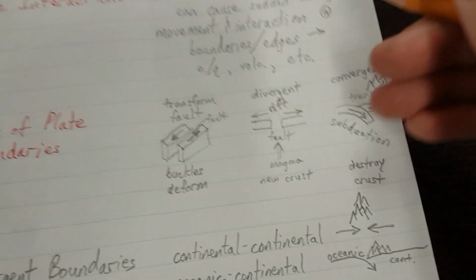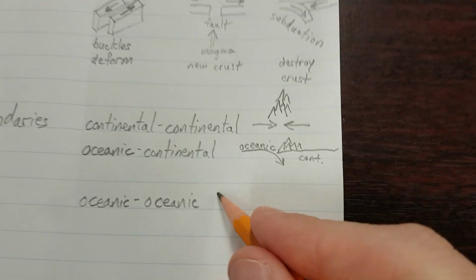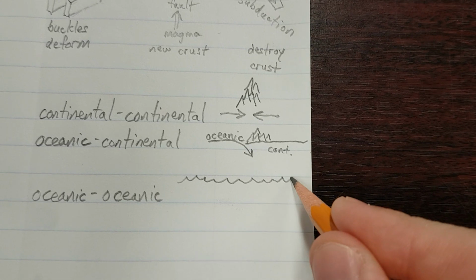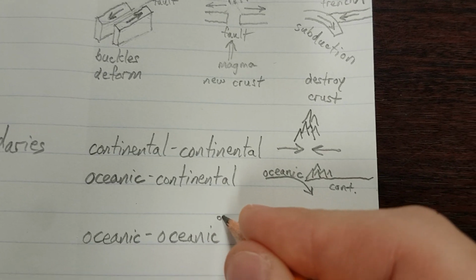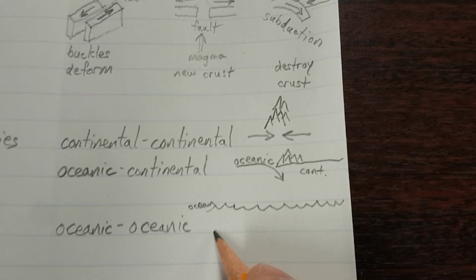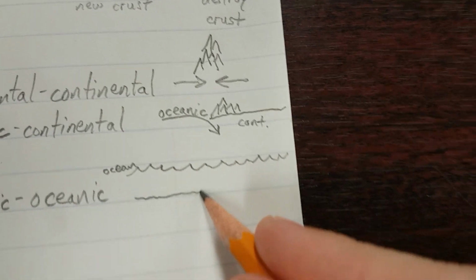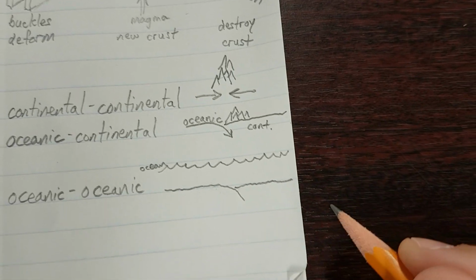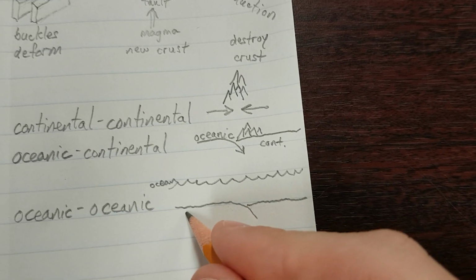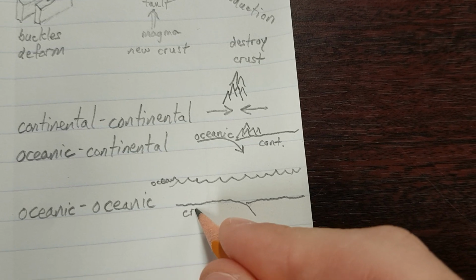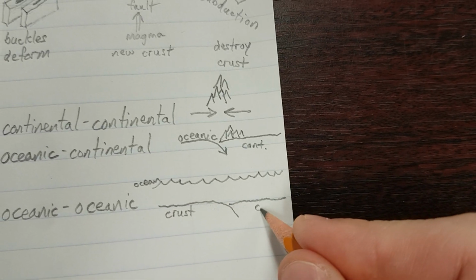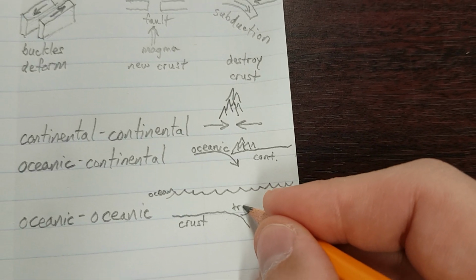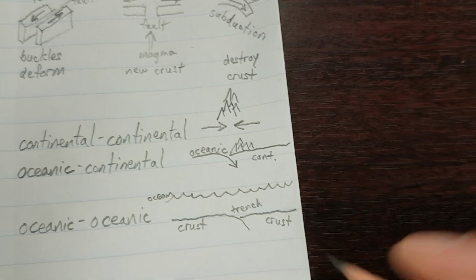Okay, so let's do this. Let's draw the water on top. So we have the waves, right? Ocean, O-C-E-A-N. Let's have some oceanic crust subducting under, and some other oceanic crust up here. Crust, C-R-U-S-T, crust, C-R-U-S-T, trench, T-R-E-N-C-H.